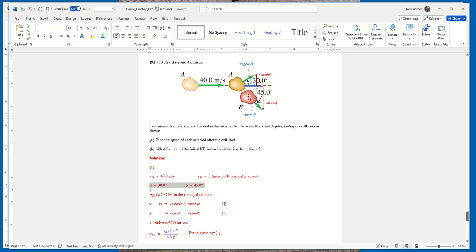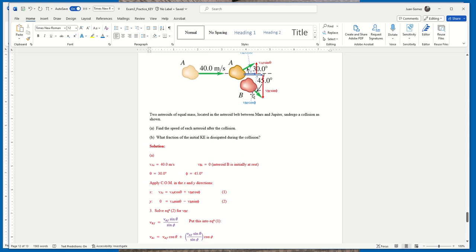Now the x component of VB final right here is VBF cosine phi. That's this vector right there. Notice, that's the x component of VB final, VB final cosine phi. The red is the y component of VB final. That's VBF sine phi. The x component is cosine, the y component is sine. And again, we use conservation of momentum in the x and y direction, and again, asteroid B is initially at rest.